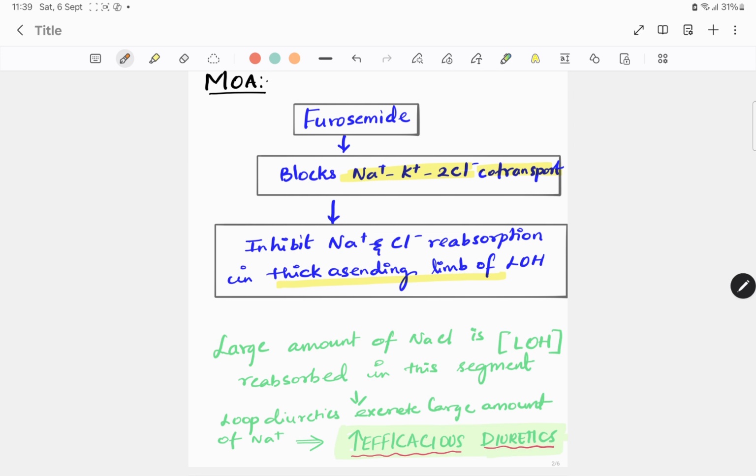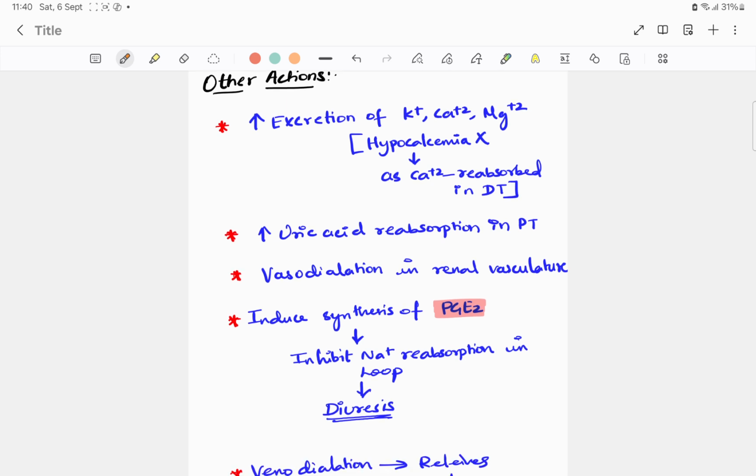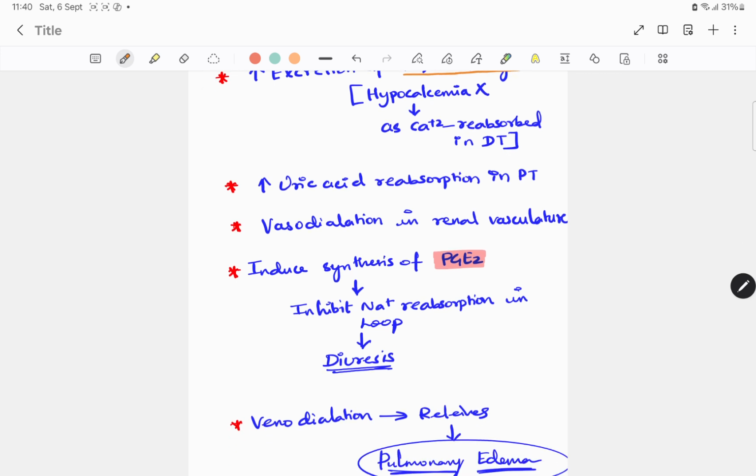Generally in the loop of Henle, a large amount of NaCl will be reabsorbed. But the loop diuretic acting here causes excretion of a large amount of Na+. So this is a highly efficacious diuretic. The other actions of furosemide include increased excretion of ions like potassium, calcium and magnesium. Then there is increased uric acid reabsorption in the proximal tubule.